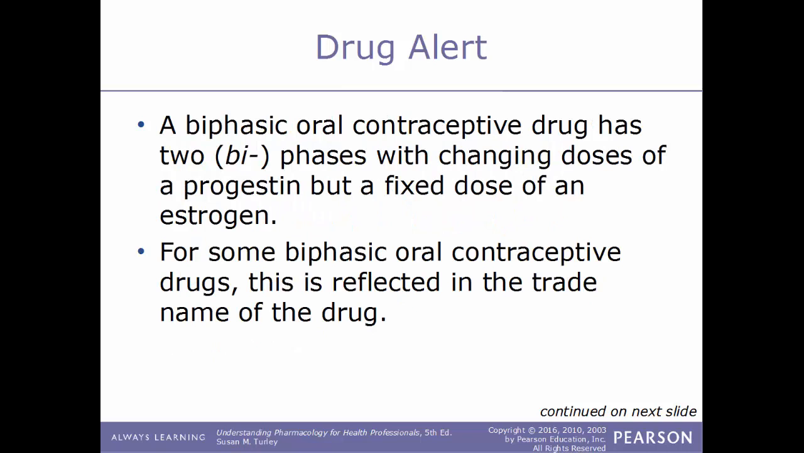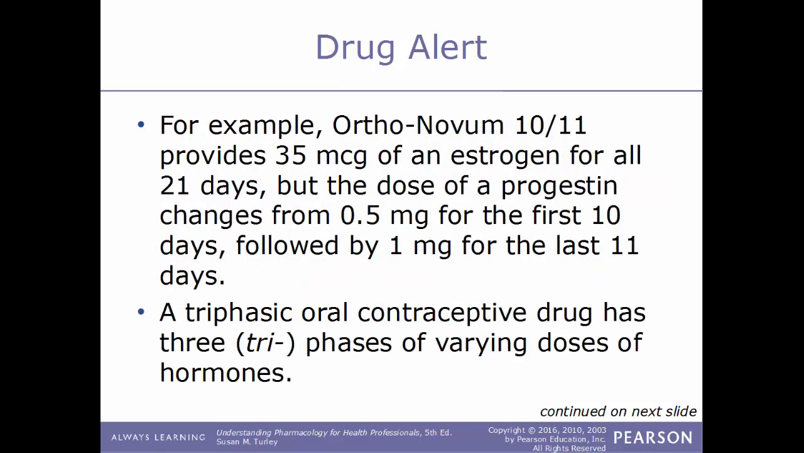micrograms. A biphasic oral contraceptive drug has two phases with a changing dose of a progestin but a fixed dose of an estrogen. Now, for some biphasic contraceptive drugs, this is reflected in the trade name of the drug. For example, Ortho-Novum 10/11 provides 35 micrograms of an estrogen for all 21 days, but the dose of a progestin will change from 0.5 milligrams for the first 10 days, followed by 1 milligram for the last 11 days.